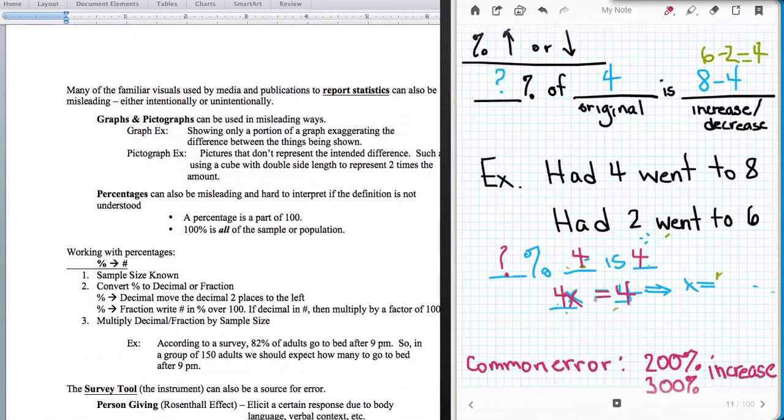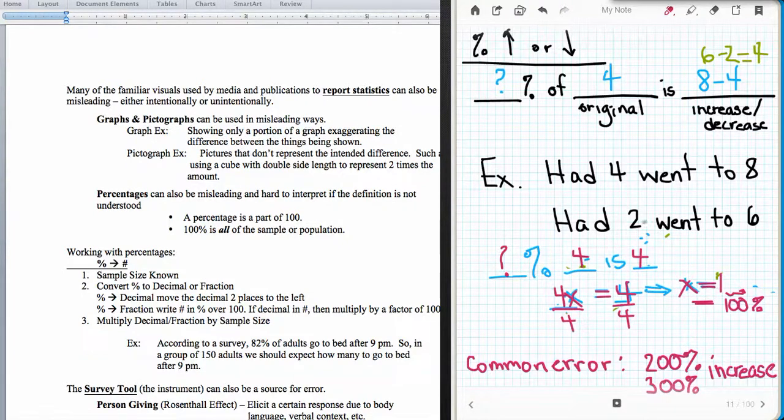Now when we solve this simple algebraic problem, divide each side by 4, divide each side by 4, what we come up with is that x is equal to 1. Now x being equal to 1, we need to change that to a percentage by moving the decimal 2 places to the right, which gives us 100%. And you see that that is not a 200% increase.